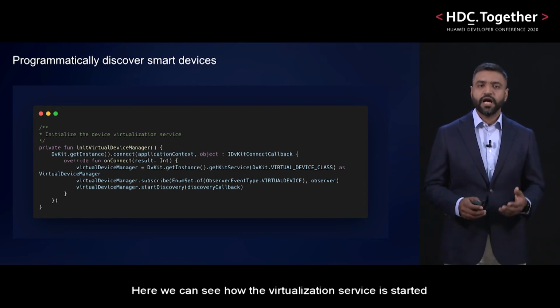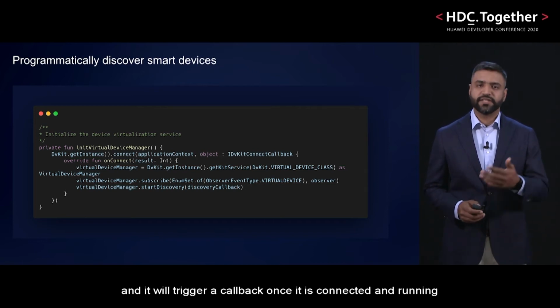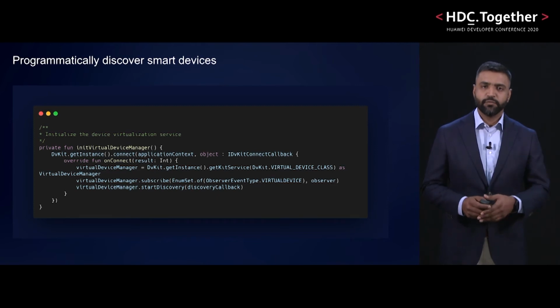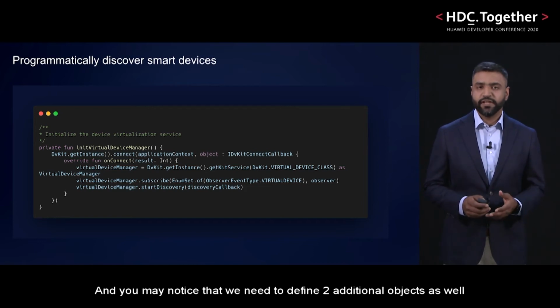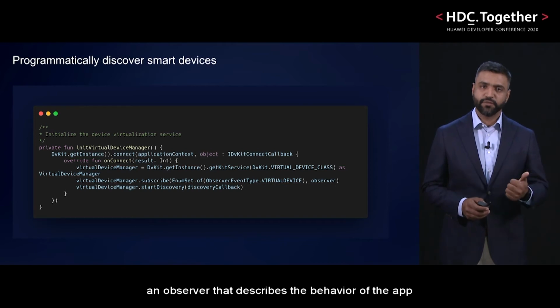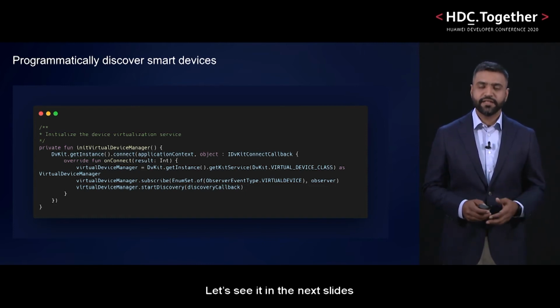Here we can see how the virtual service is started. It needs the context as a parameter, and it will trigger a callback once it is connected and running. In the body of the callback, you can see that we are initializing the virtual device manager object. And you may notice that we need to define two additional objects as well: an observer that describes the behavior of the app when a new capability is enabled, and a callback to specify what happens when a new device gets discovered. Let's see it in the next slides.